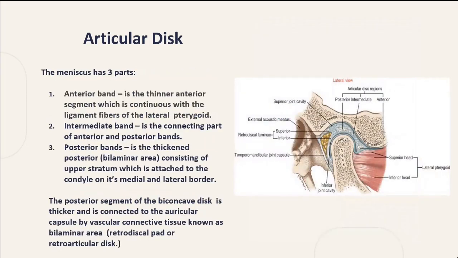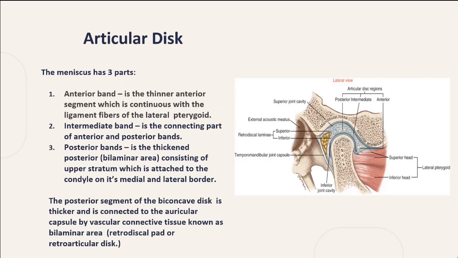The meniscus has three parts. First is the anterior band. It is the thinner anterior segment which is continuous with the ligament fibers of the lateral pterygoid. Second is the intermediate band. It is the connecting part of the anterior and posterior bands. Then third is the posterior band.